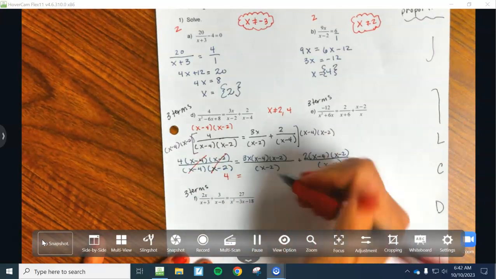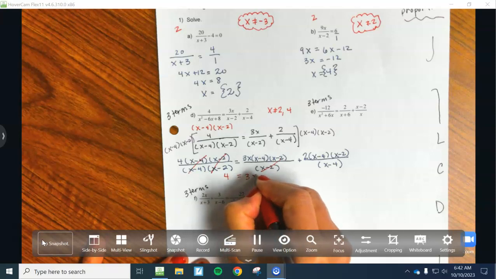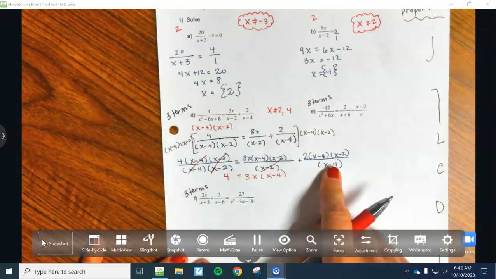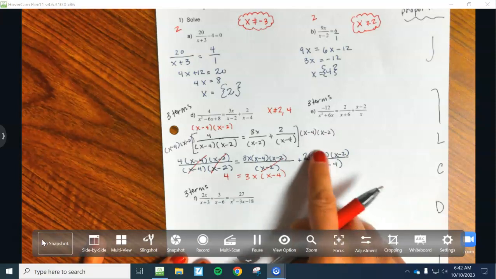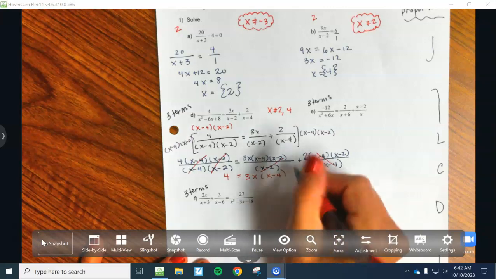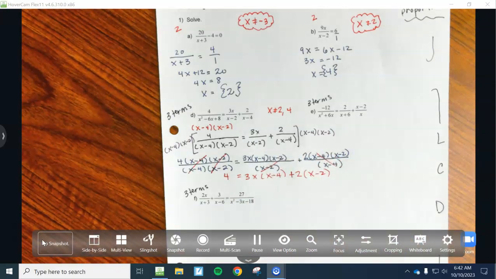On the other side, the x minus 2s cancel out. That's going to leave a 3x times x minus 4. I'm going to have to distribute that later, but let's go ahead and look over here. The x minus 4s cancel out. Remember, that's a positive 2. So plus 2 times x minus 2.